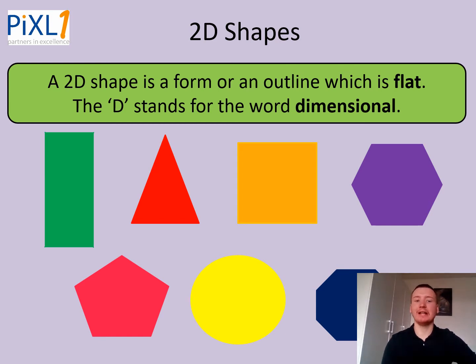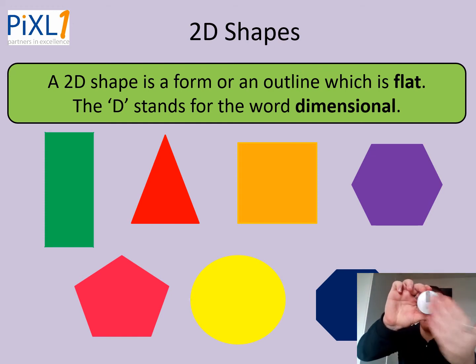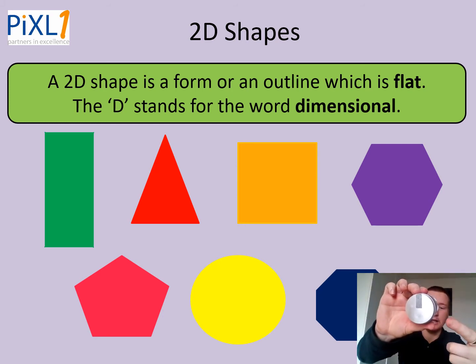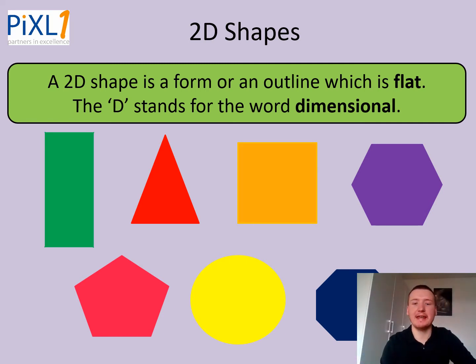So, for example, I've just been around my house and I've found this simple 3D shape, which is actually a cylinder. But if I look at the flat shape of this cylinder, we have a 2D shape on the face of this cylinder, which is, can anyone guess? It's a circle, of course. So 2D shapes are always flat. 2D shapes are flat. Always remember that.